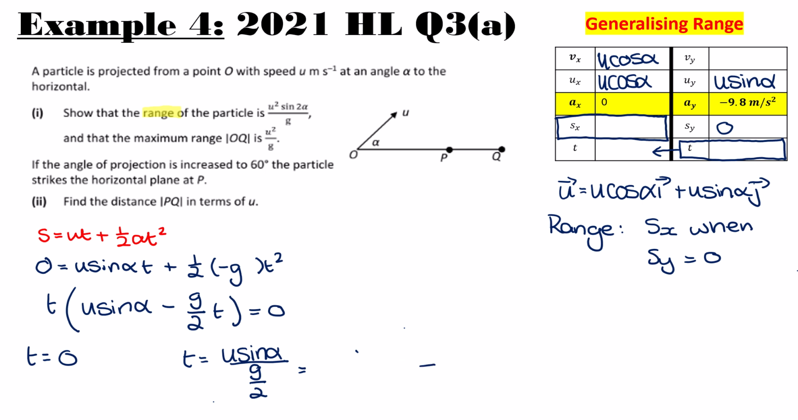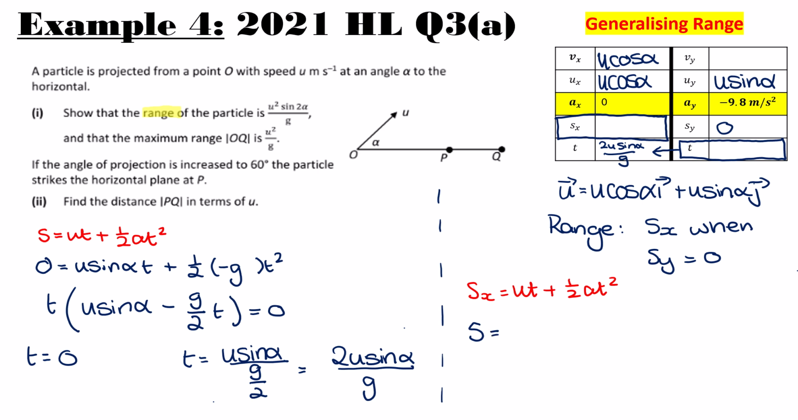So this gives us, in a nicer way to work with, 2u sine alpha all over g. So that's our time. Now that we have our t, 2u sine alpha over g, we're going to find sx. So sx is going to be ut plus a half at squared, which for us is s equals u cos alpha times 2u sine alpha all over g.